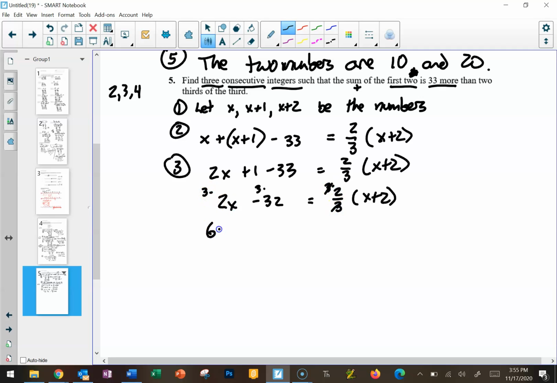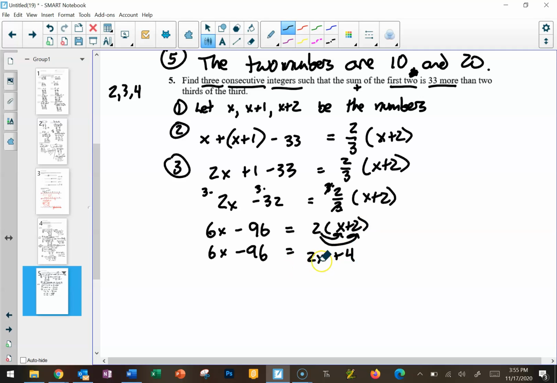3 times 2x is 6x. 3 times negative 32 is going to be negative 96. And then on the other side, we've just got the 2 left, right? Because we nixed the 3's. And then we've got the x plus 2 in the brackets. 6x minus 96 equals, well, we got to distribute, right? So that's 2 times x is 2x. And then 2 times 2 is 4.